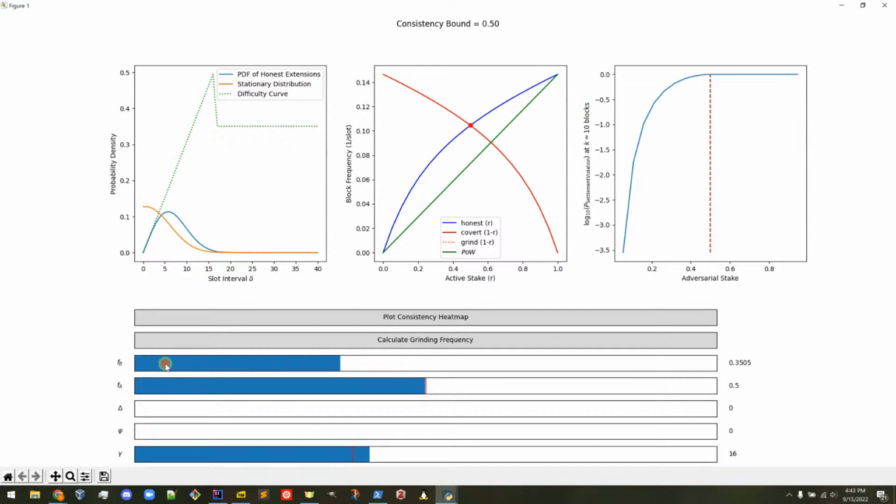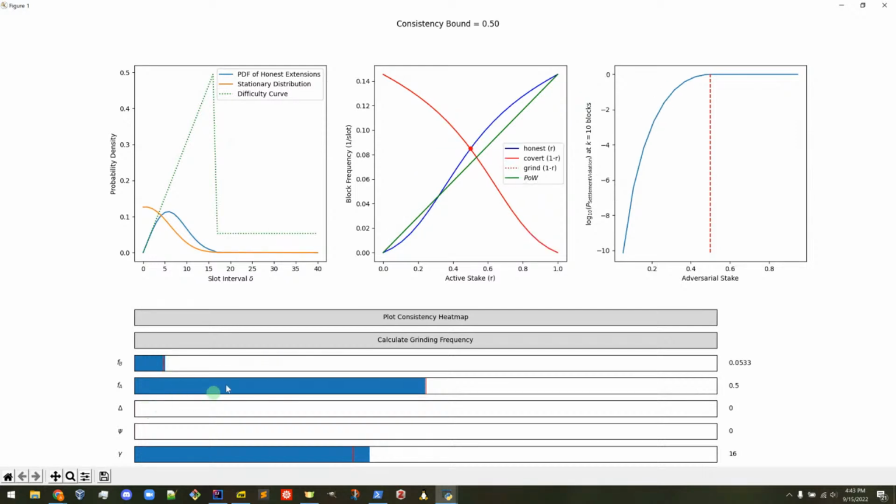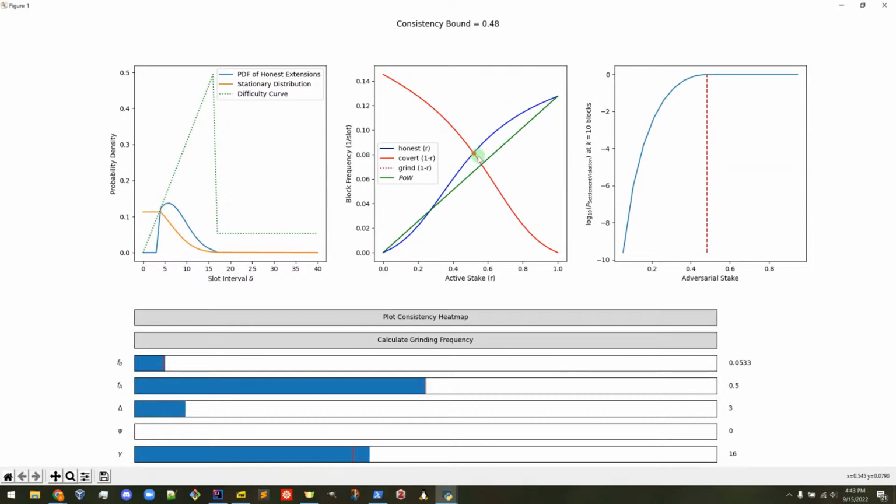Now, if we induce a network delay, and here I'll just give it a slight network delay, it starts to move to the right a little bit. And now notice the consistency bound is no longer at 50%. As soon as we introduce a network delay, it breaks the symmetry of this anti-symmetric trend where the consistency bound is lying.